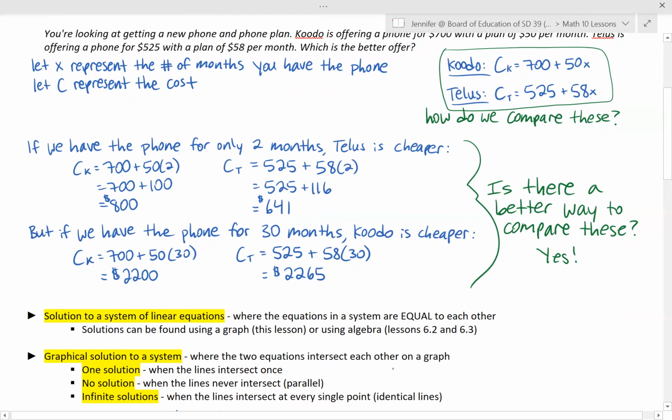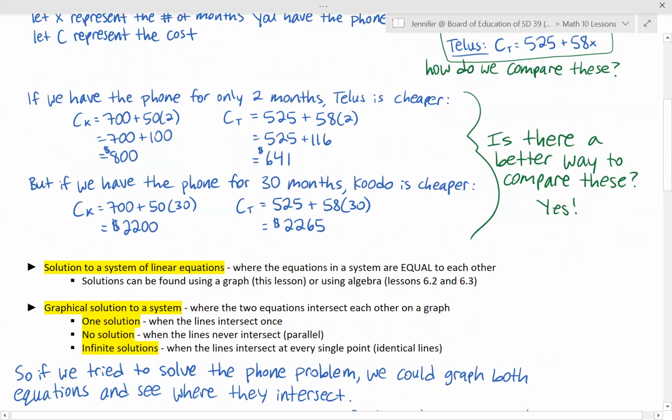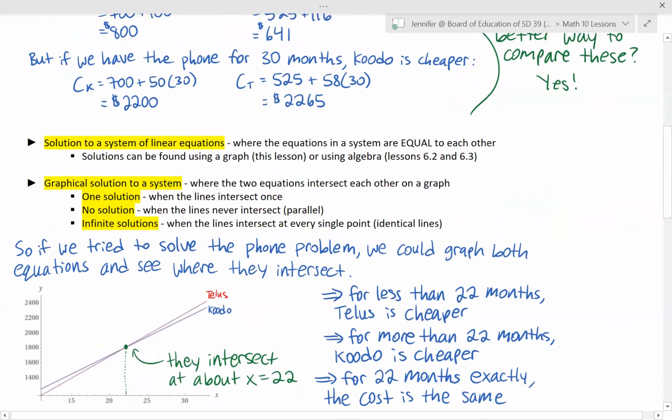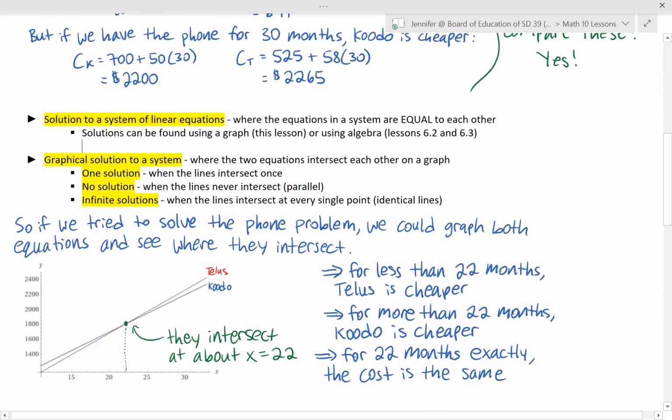The kind of special cases would be no solution. This is when the lines never intersect. So we'd have parallel lines, which we're pretty familiar with at this point. There's never a situation where they cross each other, so there's no solution to that problem. You could also have infinite solutions. This would be when the lines intersect at every single point, or you just have identical lines. They just cross each other at every single point, so there's an infinite number of solutions. So going back to our phone example, if we try to solve this problem, we could graph both equations and see where they intersect. So that's what I did here using a computer program.